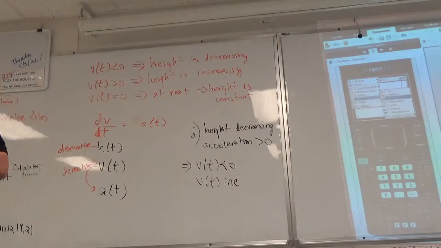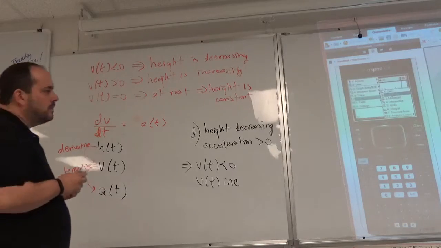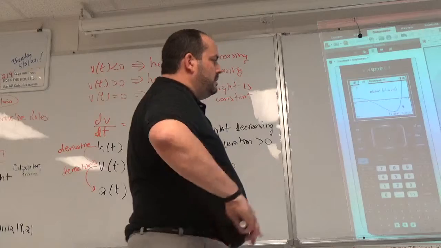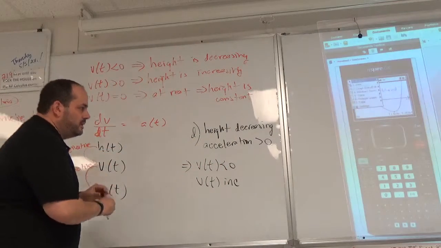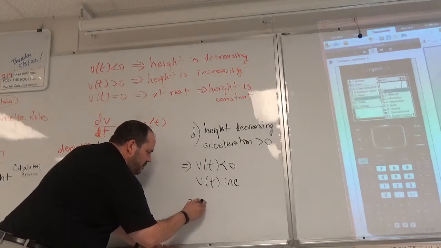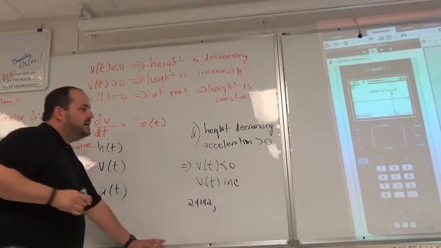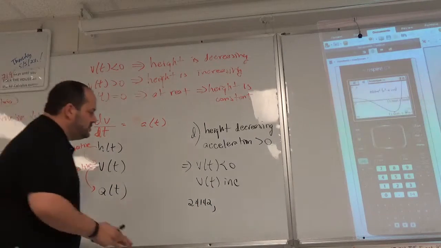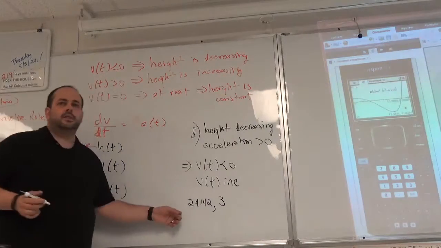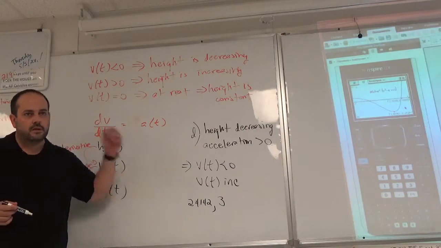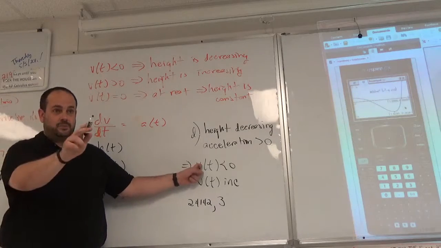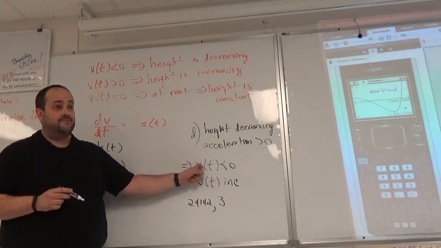So let's get those values. Make sure you get them on there. Good. So we've got a minimum at 2.4142. So I'm going to say that's 2.4142. And we're increasing until we hit that next root, which is 3, with parentheses or brackets, either or. I need velocity to be negative, though. And this is where you need to be careful.